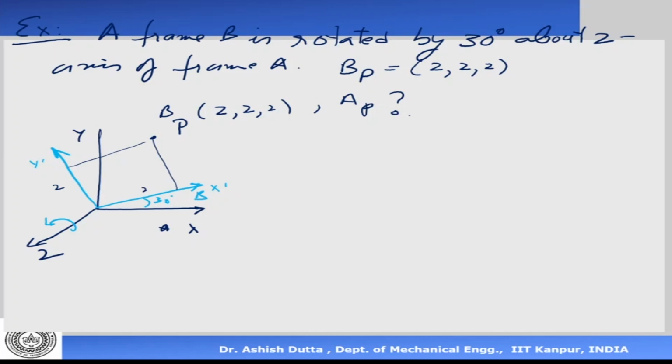We have a point P expressed in frame B. It has coordinates 2, 2, 2. I want to find its coordinates in frame A. Frame A is the reference frame. How do I solve the problem?